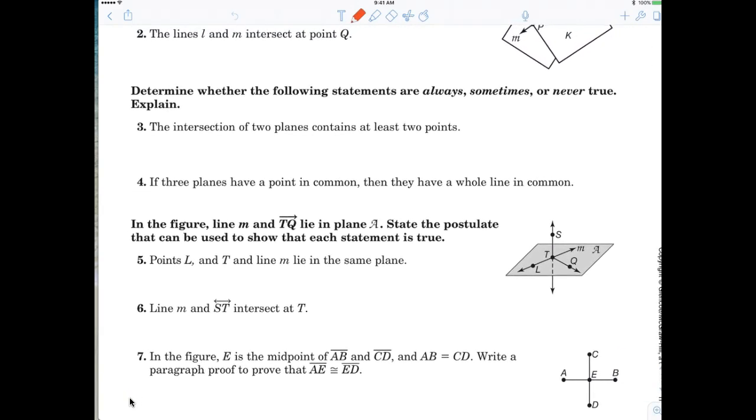Oh, yeah. If 3 planes have a point in common, then they have a whole line in common. I said no. They have 1 point in common, 1 point is common. But I guess what they're trying to say is, is it possible that 3 planes intersect at 1 point? No, because they intersect. Right, exactly. Their intersection is a line.